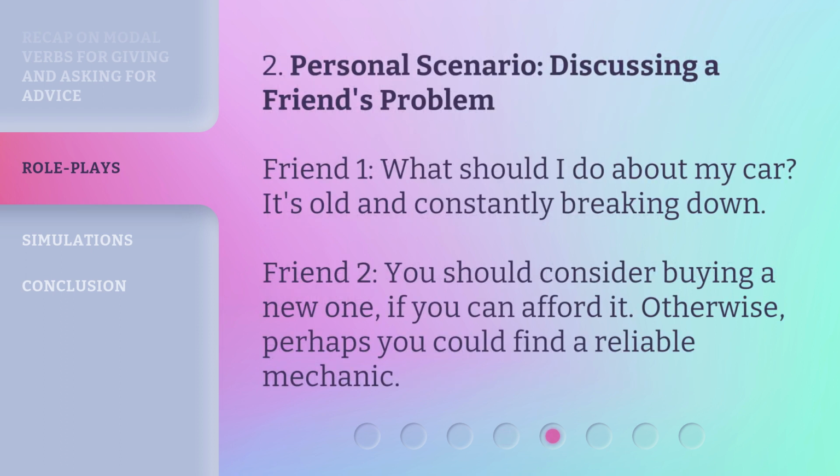2. Personal scenario, discussing a friend's problem. Friend 1: "What should I do about my car? It's old and constantly breaking down." Friend 2: "You should consider buying a new one, if you can afford it. Otherwise, perhaps you could find a reliable mechanic."